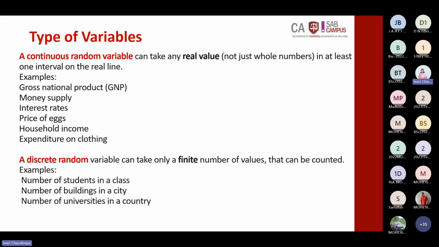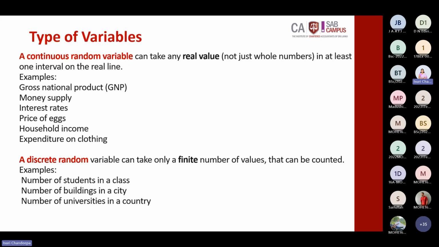Finite number values are there, so we are calling it a discrete random variable. Therefore, you need to concern what type of variable it is. Is it a continuous random variable? Am I going to collect continuous random variables or discrete random variables? If it is a continuous random variable, you have the chance.